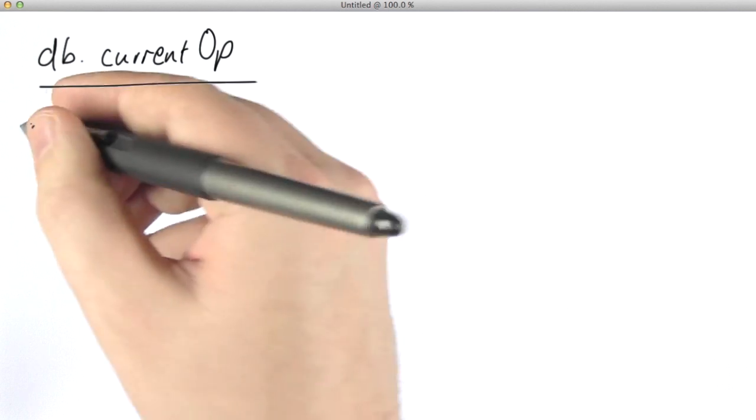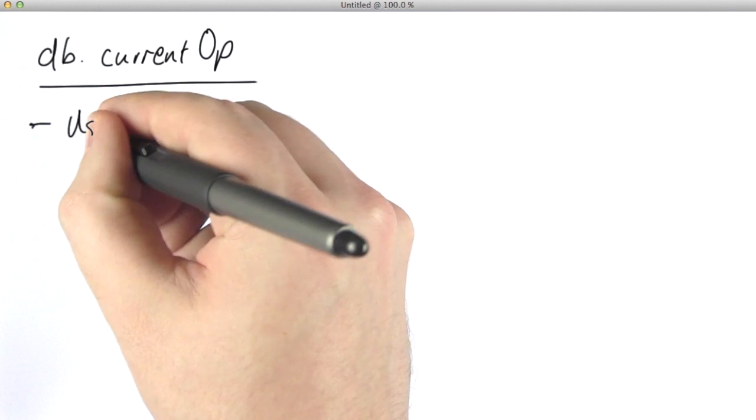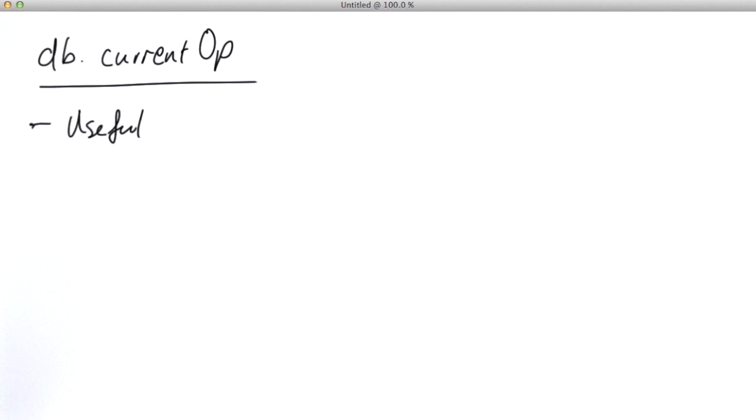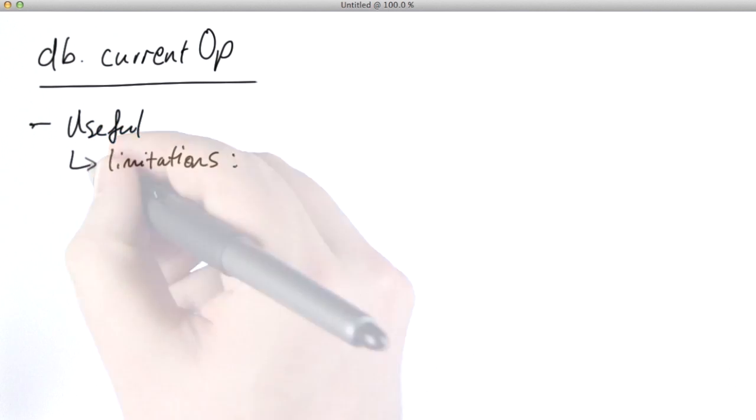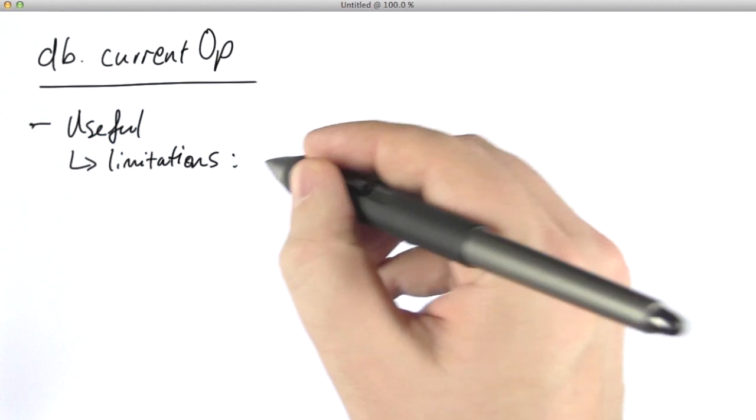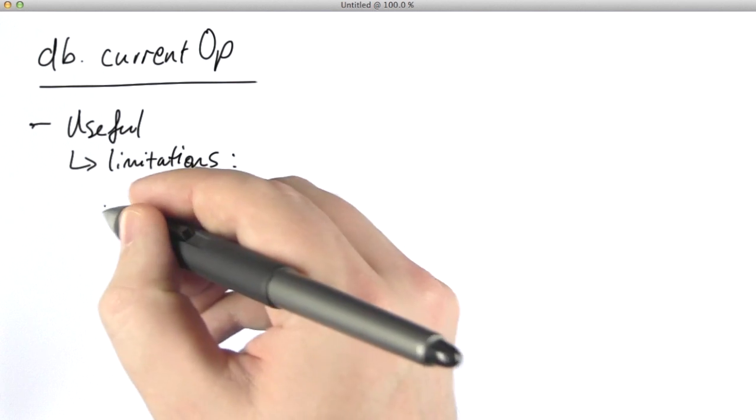The first thing to understand about db.currentOp is it is very useful. When you're trying to figure out what's going on in a particular system, it is certainly a nice tool to have. However, it does have limitations, and those limitations can be pretty significant. So let's list some of those out.